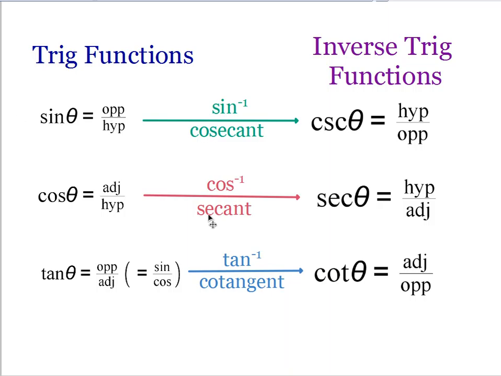Notice that sine and secant are not inverses of each other, and cosine and cosecant are not inverses of each other. That's kind of a good way to keep that in mind. S goes with C and C goes with S, because it's really common for students to get those mixed up.